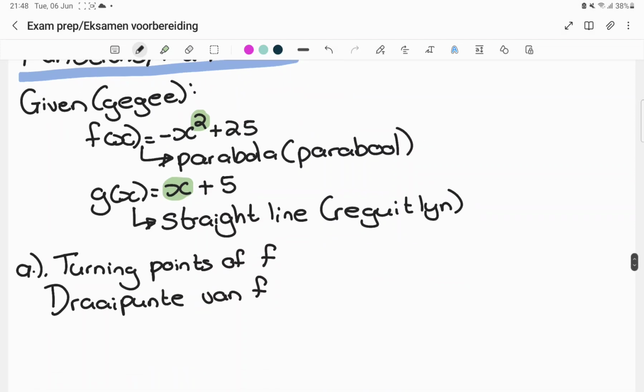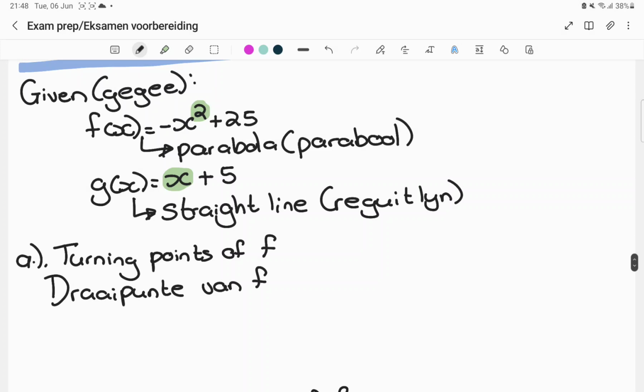So now let's have a look at the questions. In question A, they're asking you for the turning points of f, die draaipunte van f. Now we know that the turning points will always be the point 0 en whatever my y-intercept is, wat ook al my y-afsnit is. So going back to my original equation, I know that this last part here is my q value, which is also my y-intercept, or my y-afsnit. So the turning point of f will be (0; 25).